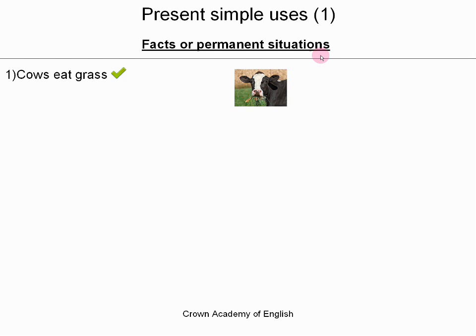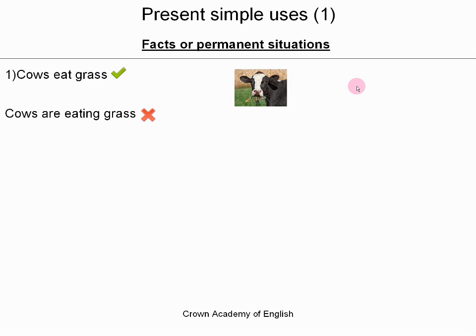So cows eat grass. Okay, it's a fact. Cows do not eat hamburgers or cheeseburgers. They eat grass. It's a fact. We are not discussing a particular cow, what a particular cow is doing now. We are talking generally. If we are talking in general about what cows eat, then we use the present simple tense. So we say cows eat grass. We do not say cows are eating grass.